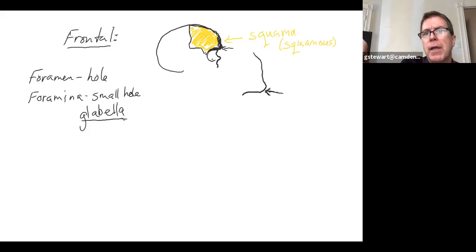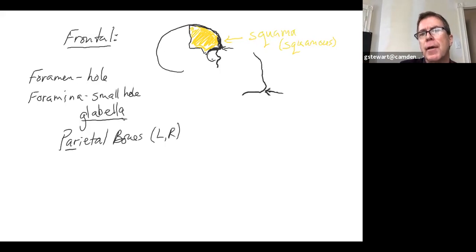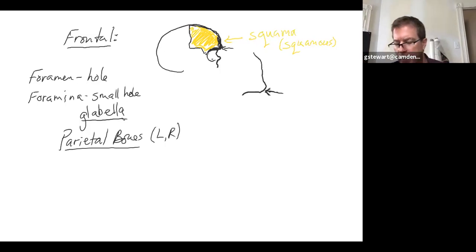So the next bone, a cranial bone that we're going to talk about on our list, are the parietal bones. There's a left and a right parietal bone. They make up most of the roof of the head and some of the lateral and posterior side of the head. So I'm going to sort of give you an idea. Parietal bones, left and right, would be here.